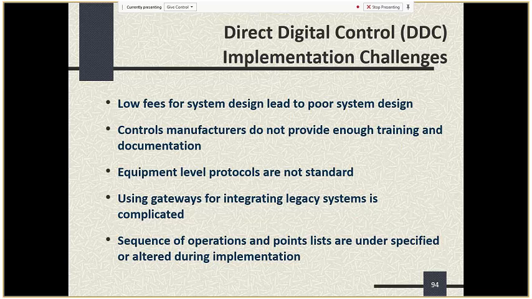Yeah, these are some other challenges with direct digital control energy management systems. I'm speaking here more generically, but if you think about potential challenges, sometimes the fees for system design are not as high as they could be, and so the system is under-designed. Or sometimes the controls manufacturers haven't provided enough training or documentation, and therefore the potential of the equipment isn't realized. Or sometimes at the equipment level, protocols are not standardized, and that can create confusion in naming and indexing conventions.